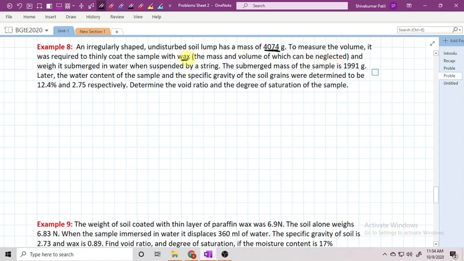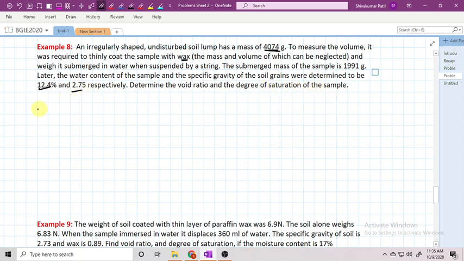The mass and volume of wax can be neglected, and weight submerged in water when suspended by a string, the submerged mass of the sample, is 1991 grams. Later, the water content of the sample and specific gravity of the soil grains were determined to be 12.4% and 2.75 respectively. Determine the void ratio and degree of saturation of the sample.